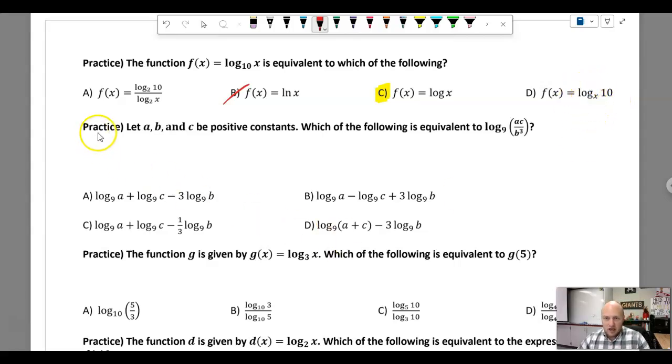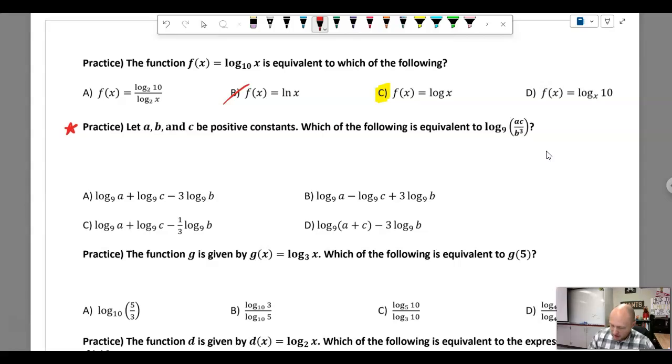All right, second practice problem. Let a, b, and c be positive constants. Which of the following is equivalent to log base 9 of ac divided by b cubed? This is a very important problem. I would put a star next to this one. I have seen this type of question multiple times across multiple practice exams. This is the deconstruction of the properties that we just utilized, so it's really like working in reverse. If you think about our previous problems and how we got to an expression that looks like this, you can think about how this would look.